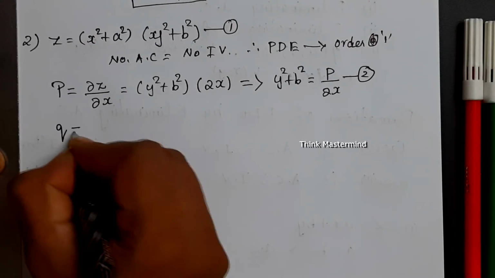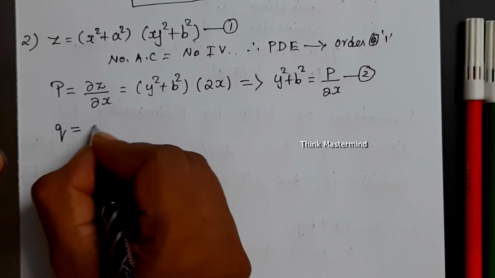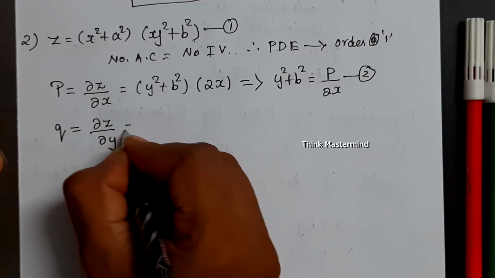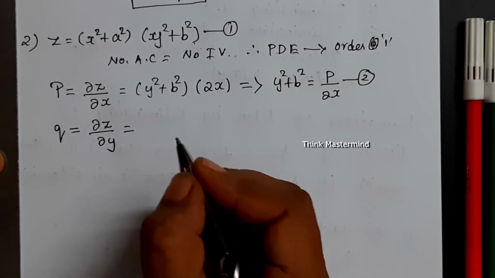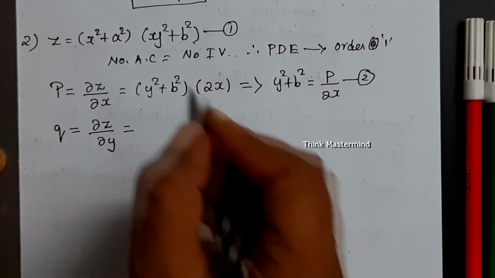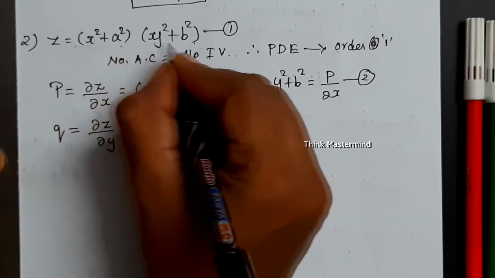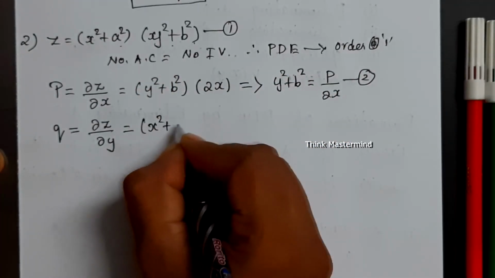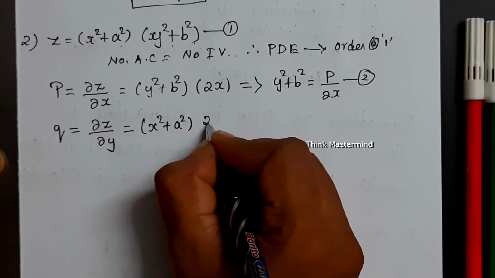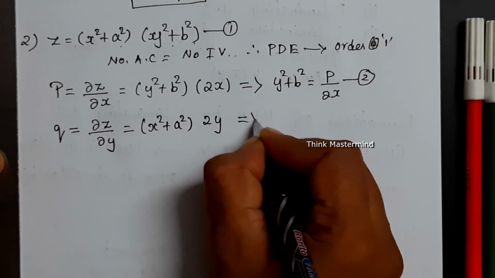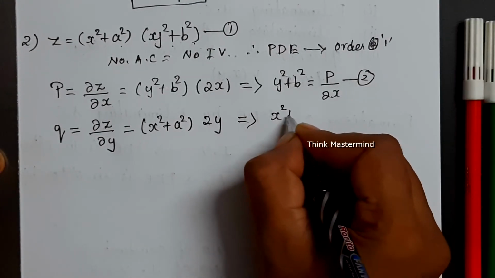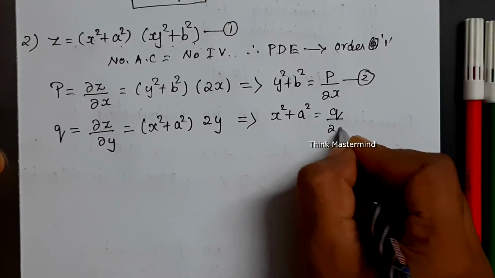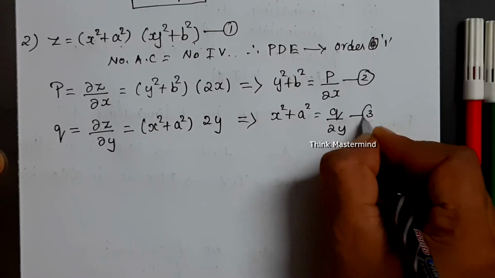Similarly, you are finding dou z by dou y, that is q is equal to dou z by dou y, that is with respect to y you are doing partial differentiation. Therefore, keeping this term as a constant and differentiating this with respect to y, that is x square plus a square into 2 times of y, that implies x square plus a square is equal to q divided by 2 times of y. It represents the equation 3.